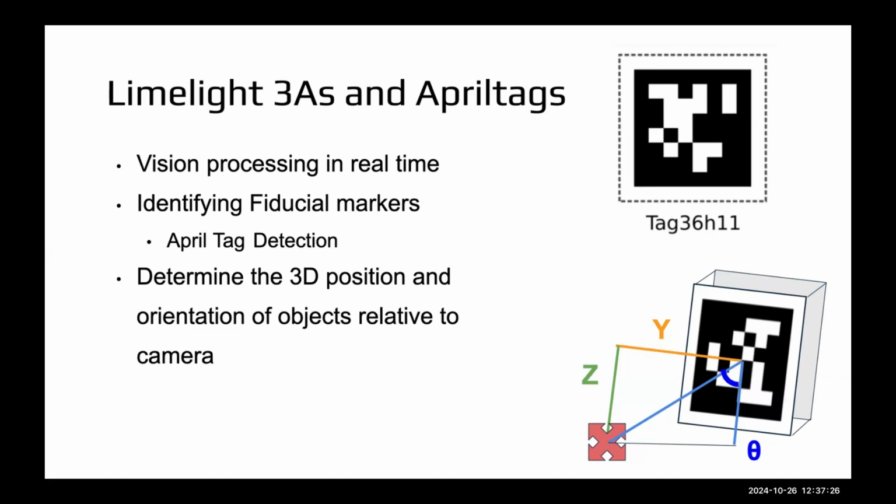So the Limelight 3A allows vision processing in real time, and it does this through identifying different fiducial markers scattered around the field. And this helps the robot determine its pose or position at any given point using the angle offset and distance offset from the tag.